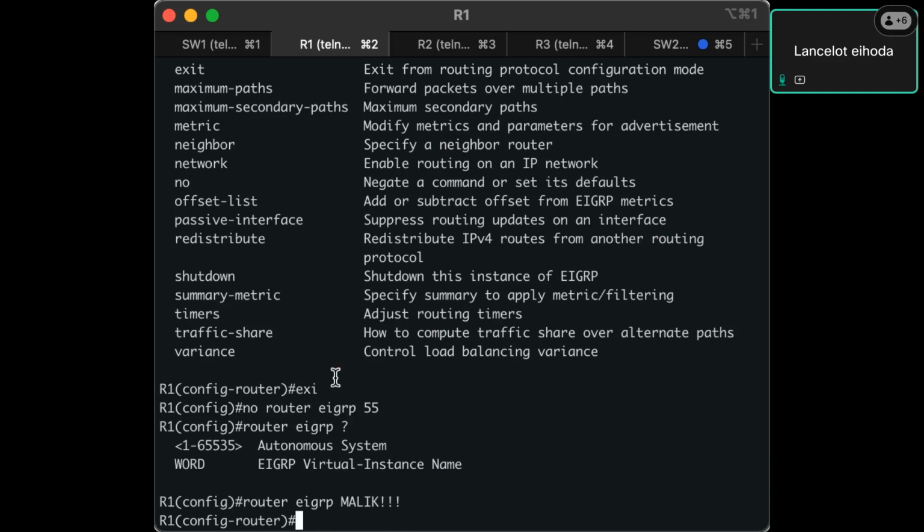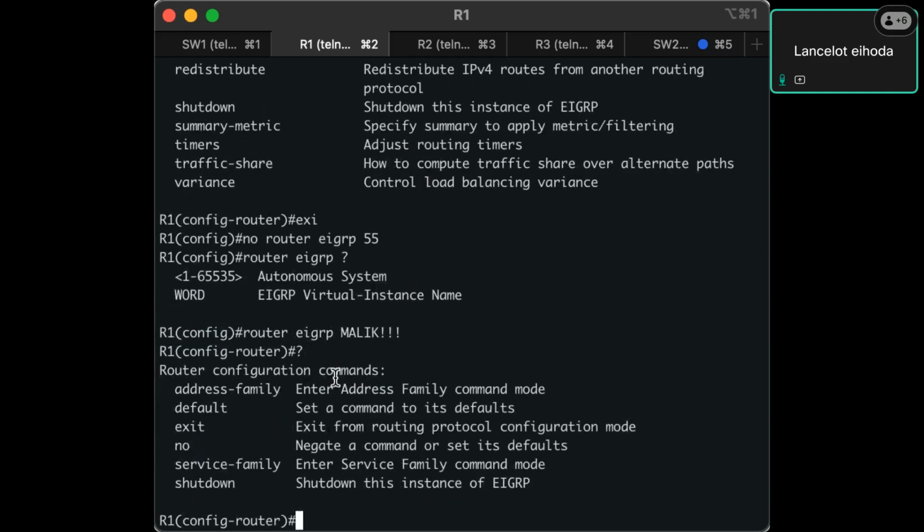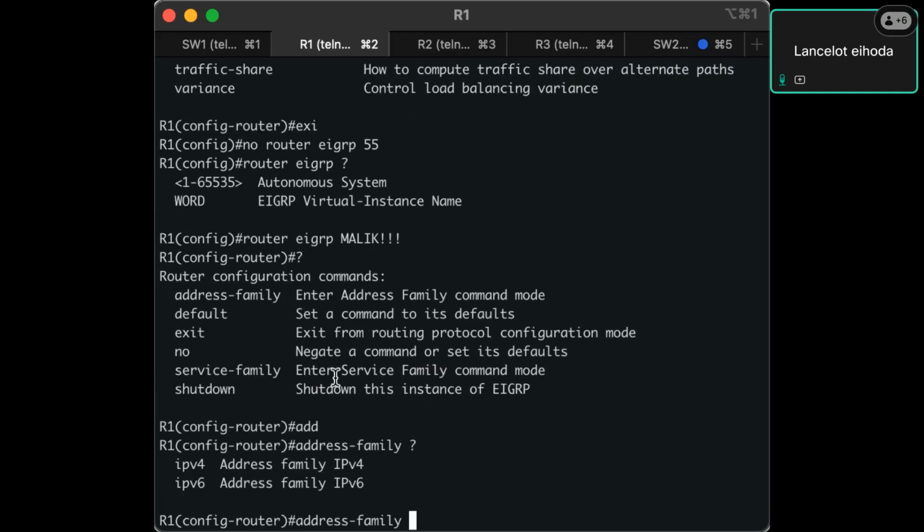So when I type router EIGRP Malik, now if you use the context sensitive help, it will first ask you whether you want to do a service, shut it down, or exit. If I specify that I want to use an address family, remember, right now we are talking about IPv4 because this IP address is IPv4. That means I can do IPv4 and IPv6 in that same space without going away. So I want an address family of IPv4.